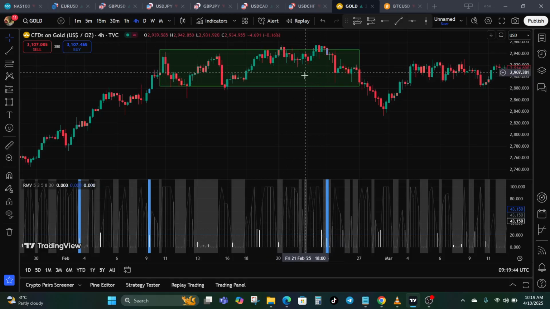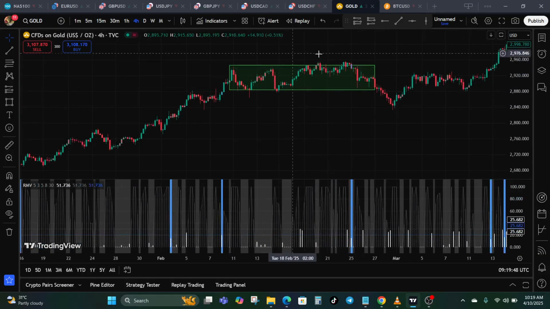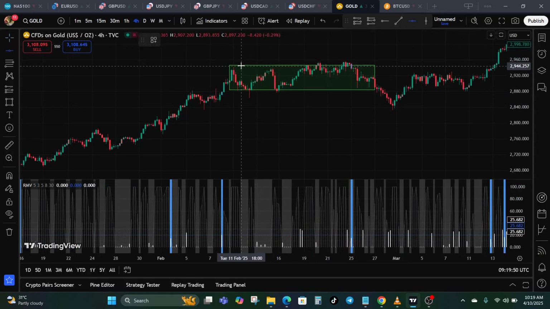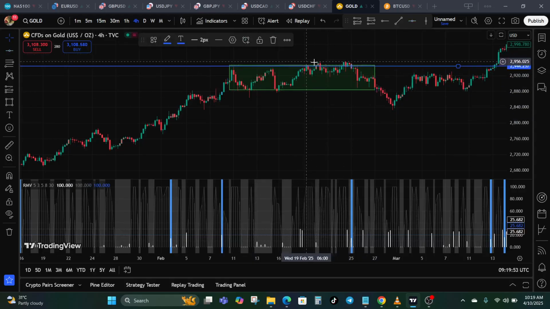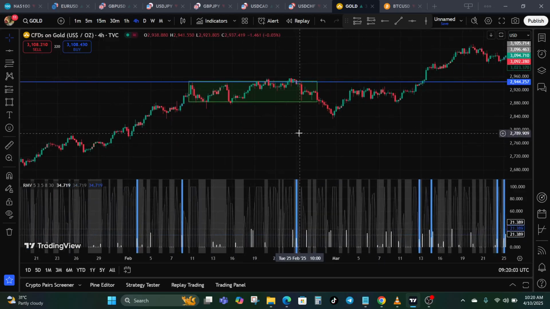These are phases where price usually consolidates near a key level, and as you can see, we have a key resistance zone around here. All right, it could be a resistance or a support zone. Think of it like a spring being compressed. The longer it builds up pressure, the stronger the breakout.